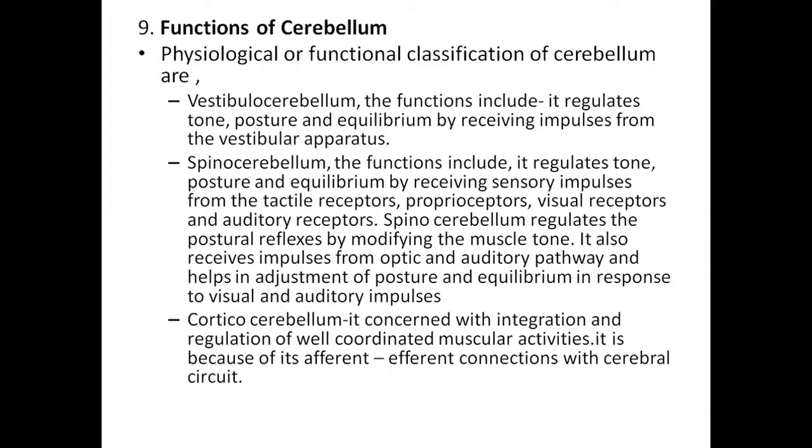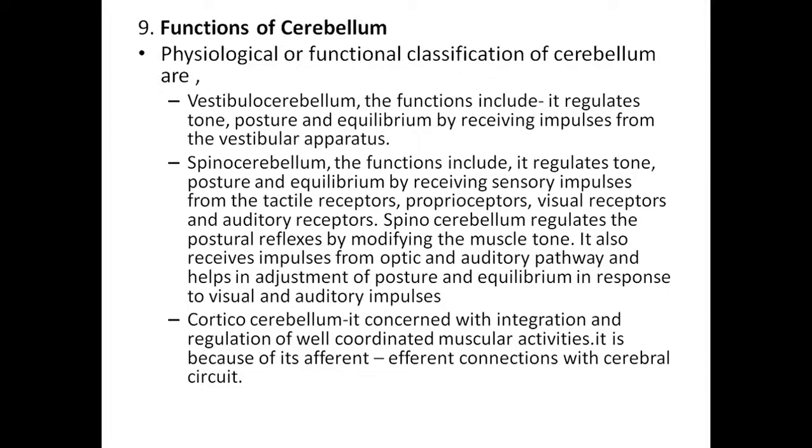Functions of cerebellum. Physiological or functional classification of cerebellum: vestibulocerebellum. The functions include regulating tone, posture, and equilibrium by receiving impulses from the vestibular apparatus. Spinocerebellum. The functions include regulating tone, posture, and equilibrium by receiving sensory impulses from tactile receptors, proprioceptors, visual receptors, and auditory receptors. Spinocerebellum regulates the postural reflex by modifying the muscle tone.